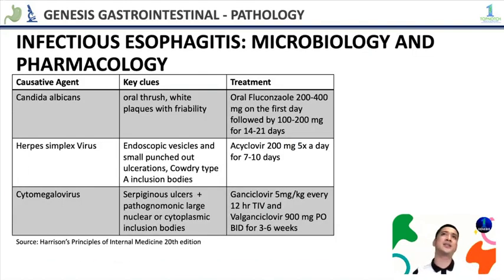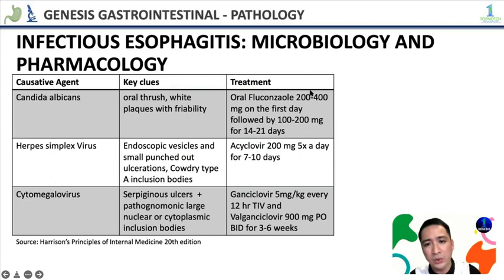So, in a nutshell, let's try to touch pharmacology. You should remember that Candida albicans is a fungus by itself, and key manifestations will include oral thrush, white plaques with friability. When you use a tongue depressor, usually they bleed. Then the treatment for that is oral fluconazole, which is a steroid antagonist.